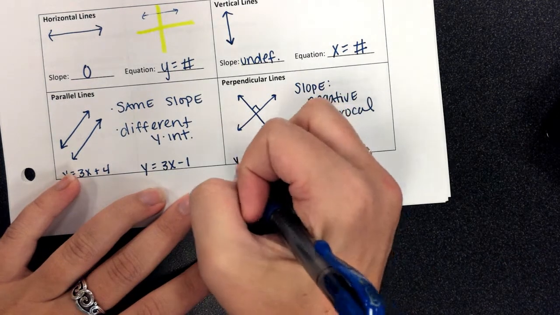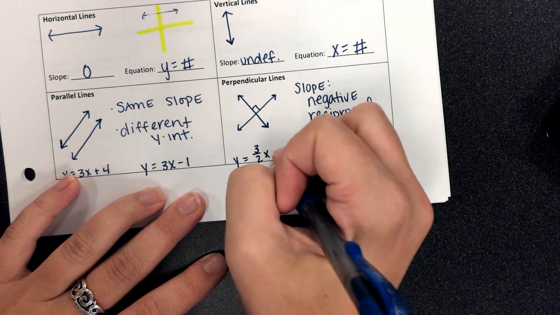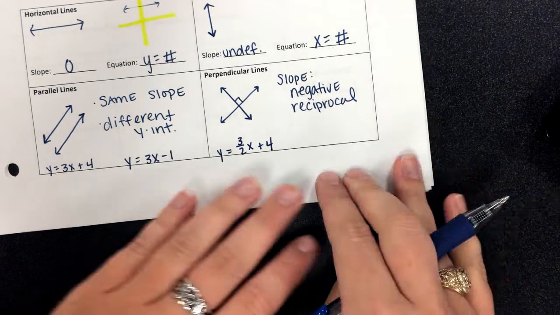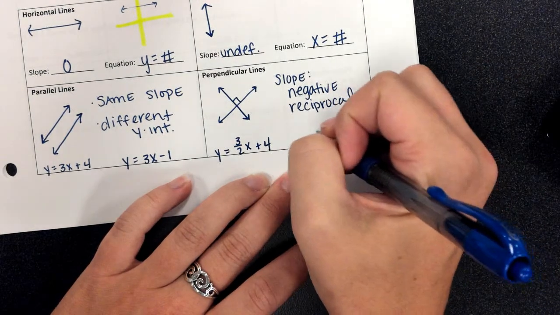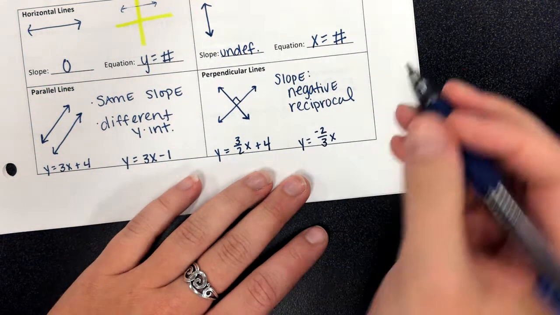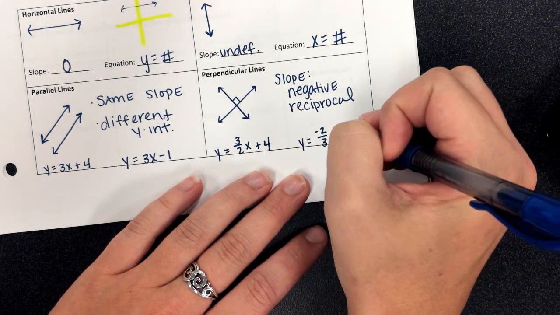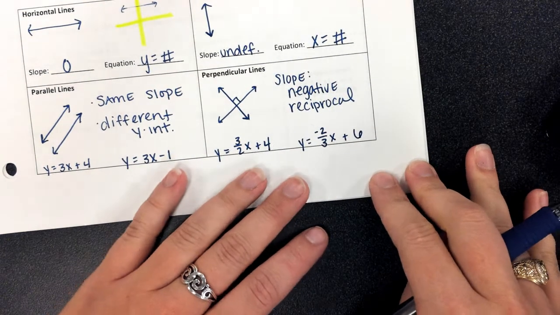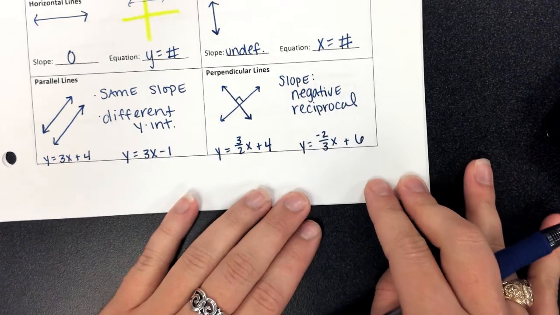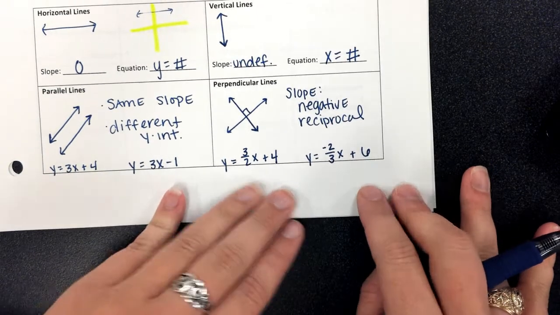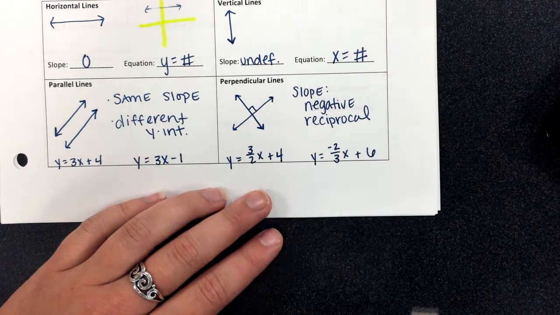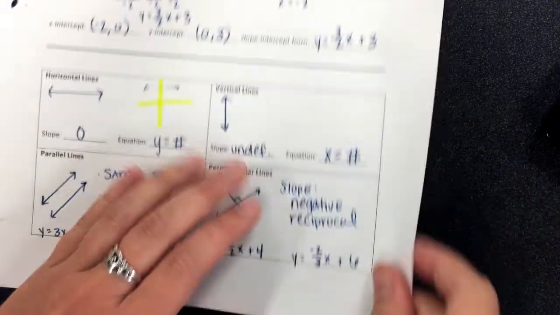So if I have y equals 3/2 x plus 4, the negative reciprocal would be negative 2/3 x. And then, of course, a y-intercept. Doesn't matter. It would probably be different. Okay? Thank you. Go ahead, Gabby. Questions about these? Because we're going to go to the next page and it's going to ask us questions where it gives us information and we have to write it in different types. Yes, ma'am.